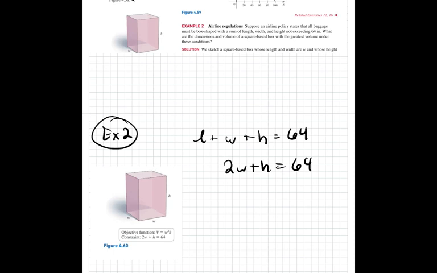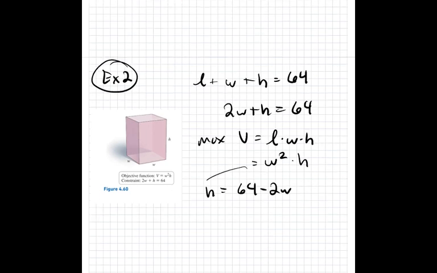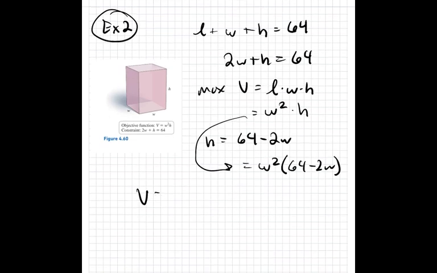We want to maximize the volume, right? And the volume is going to be length times the width times the height. But since it has a square base, this is going to be W squared times the height. So we can solve for the height from the constraint. The height is going to be 64 minus 2W. Then we can plug in that H and get W squared times 64 minus 2W. So now we have the volume expressed in terms of the width alone.